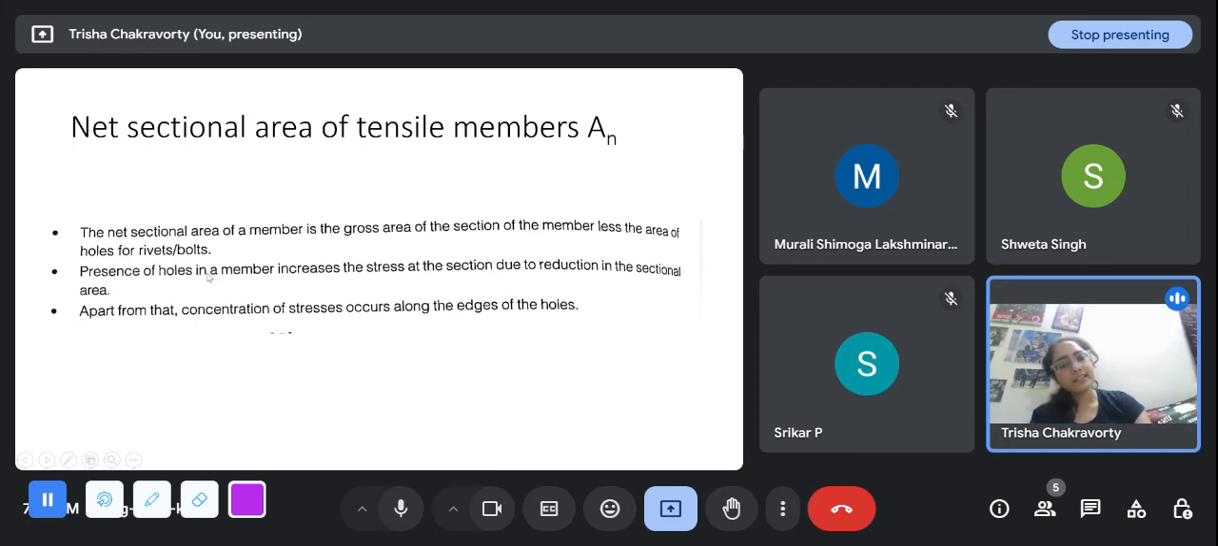Presence of holes in a member increases the stress at the section due to reduction in the sectional area. That is obviously because stress is force by area. And apart from that, concentration of stresses occurs along the edges of the holes. This is a part of fracture mechanics. There is a course called fracture mechanics in structural engineering. A concentration of stresses is what we are not directly incorporating in design, because as I've said many times, design is the most straightforward course that we encounter in our undergraduate, because design codes are made and laid out in such a way that anyone with just very basic knowledge of civil engineering can follow that.